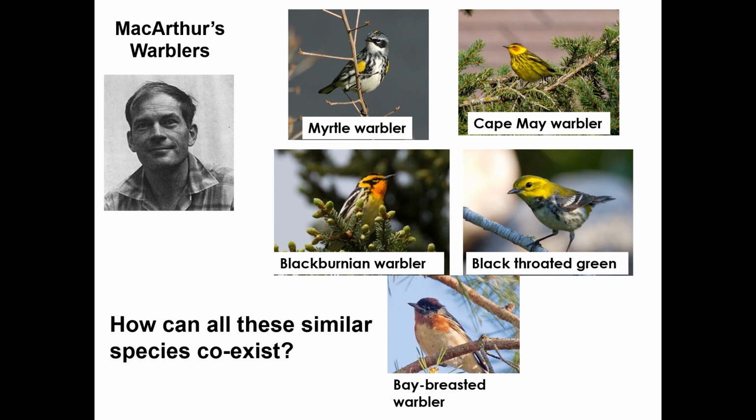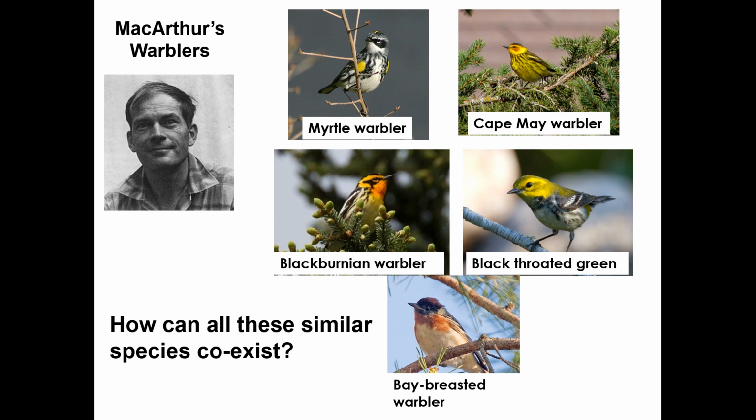MacArthur was working on the coast of Maine, and he was really interested in these 5 species of birds, these 5 warbler species, wood warblers. Now, what's interesting is that these birds are really similar, right? They're similar size, they have similar behavior, they eat pretty much the same thing, they mostly forage for insects, largely mosquitoes. They occupy the same habitat. They're mostly foraging in balsam fir trees. They nest in the same kinds of places and so on.